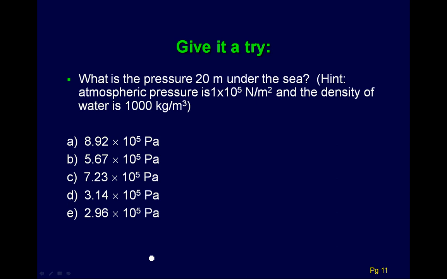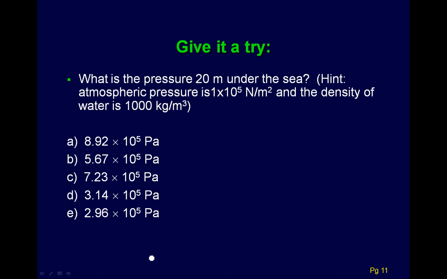What is the pressure 20 meters under the sea? And as a hint, the atmospheric pressure is of course 1 times 10 to the 5th newtons per meter squared at the surface of the ocean. And then the other thing is the density of water is 1,000 kilograms per meter cubed.